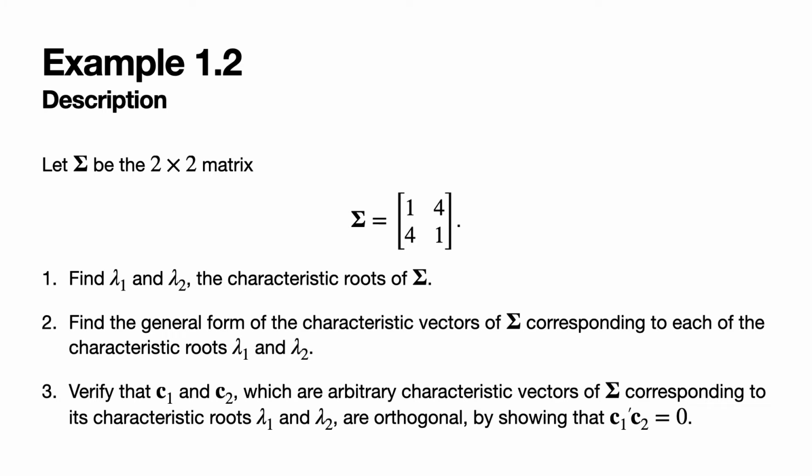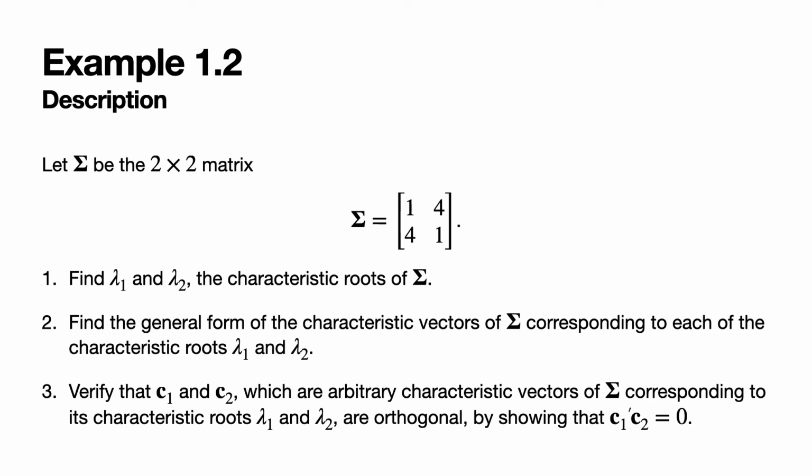So let cap sigma be the 2 by 2 matrix shown here. The entries in the first row are 1 and 4, and the second row entries are 4 and 1. Now this is indeed a square symmetric matrix. The question we want to answer is, is it a valid covariance matrix?